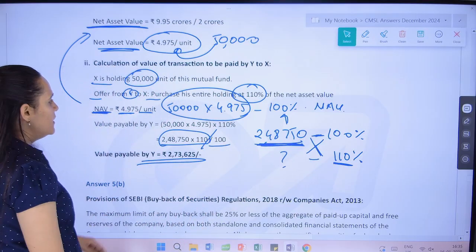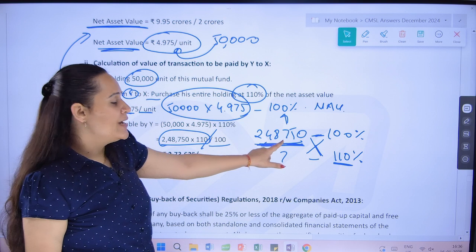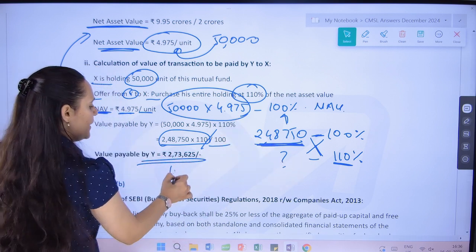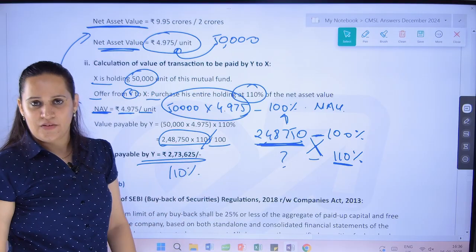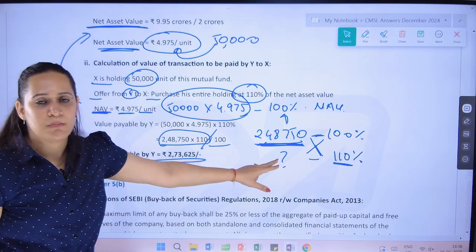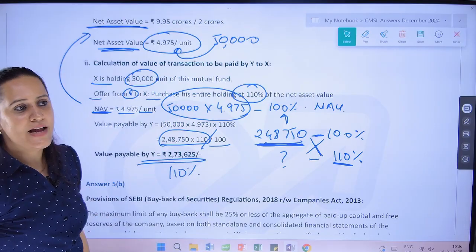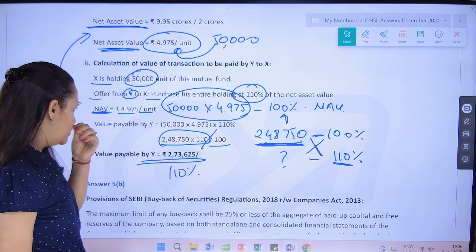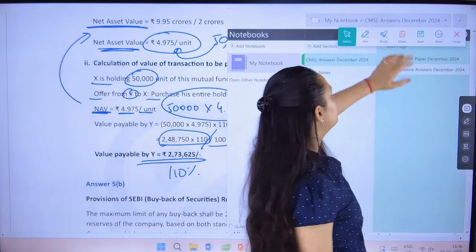So your actual value of investment is 248,750, but Y has to pay 273,625, because he had agreed to pay 110% of NAV. Direct question, it is just cross multiplication that you have to do extra in addition to applying that particular formula. So this is the answer for this question. Next, let's go to the next question.